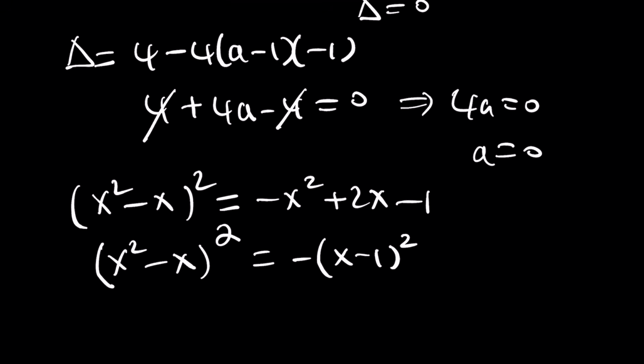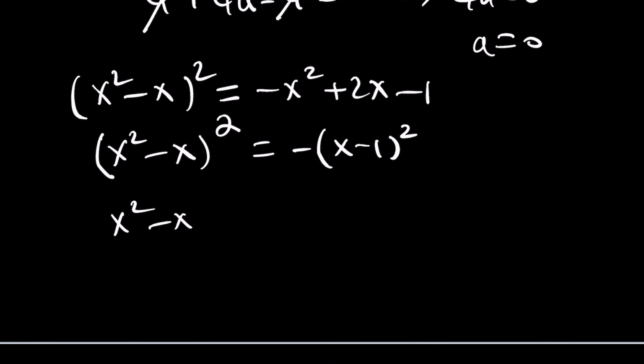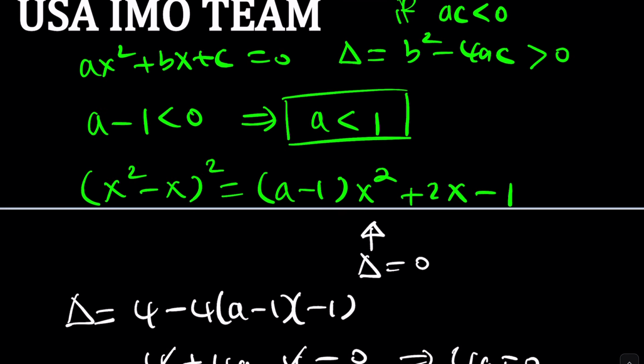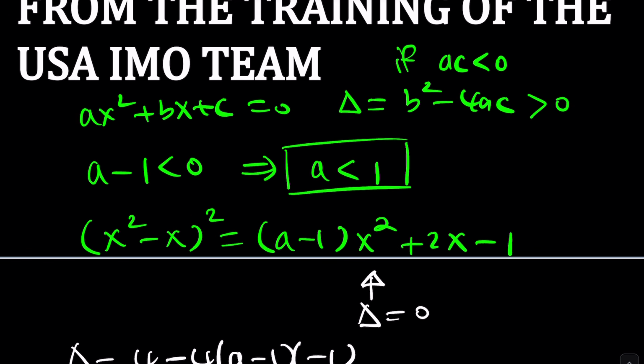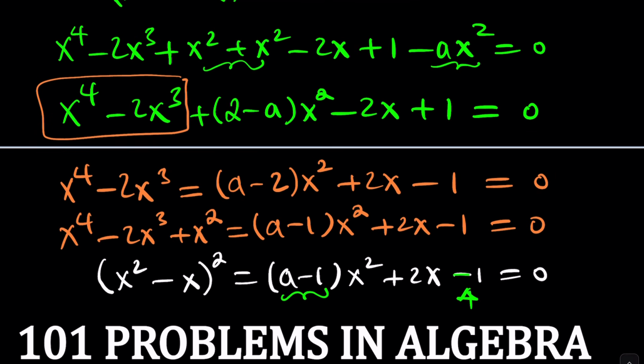Well, if you put everything on the same side, you're going to get something like this. And you can easily conclude from here that if the sum of two squares is 0, and if x is real, then both of these have to be 0, in which case you get x equals 1 is the only solution. But is that valid? And why doesn't it depend on the value of a? Well, we just said that a is equal to 0. So this is true if a is equal to 0.